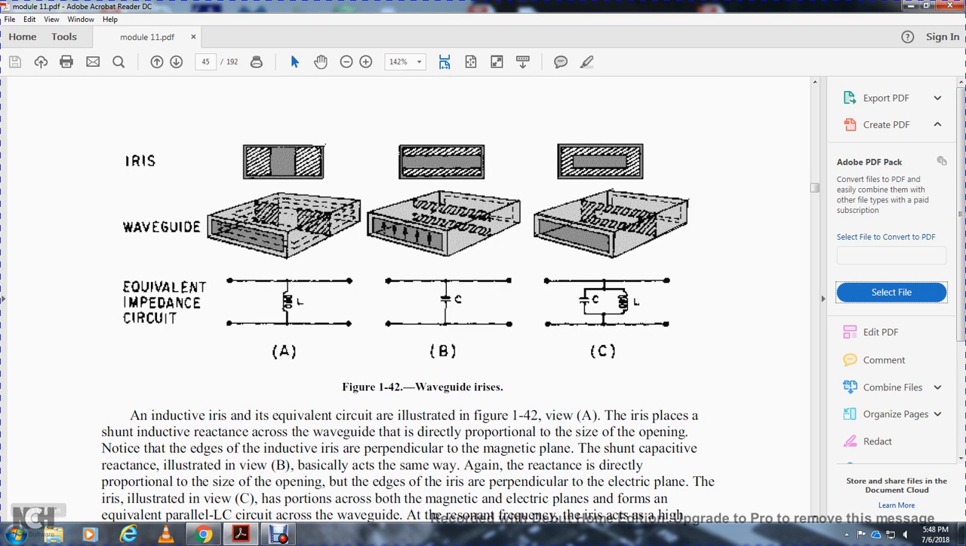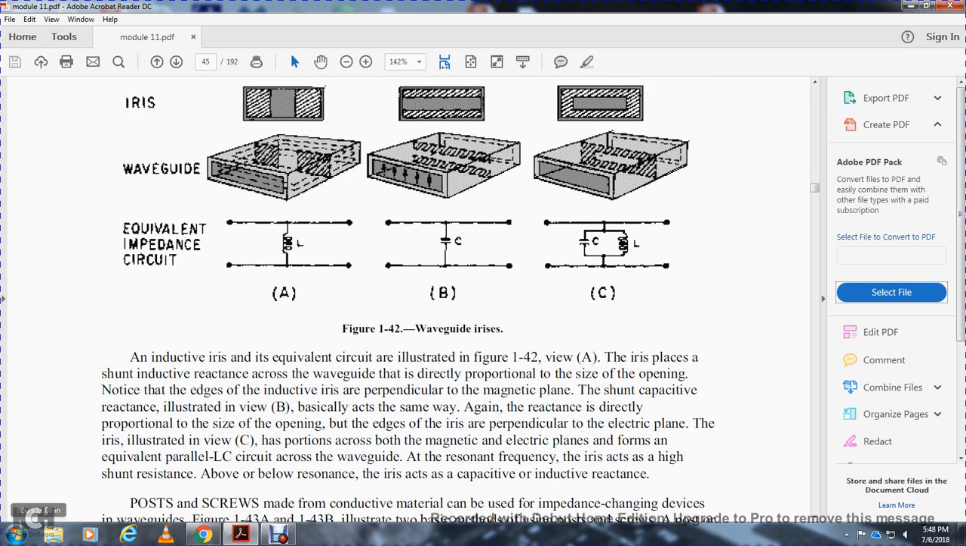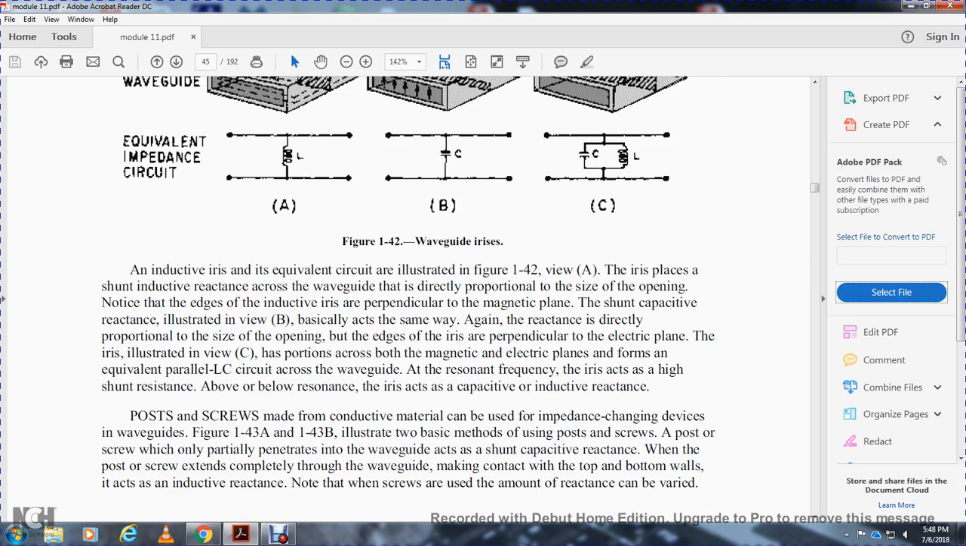The iris illustrated in view C has a portion of both the magnetic and electrical planes and forms an equivalent LC circuit in the waveguide. At the resonant frequency, the iris acts as a high shunt resistance. Above and below the resonant frequency, the iris acts as capacitive and inductive reactance.